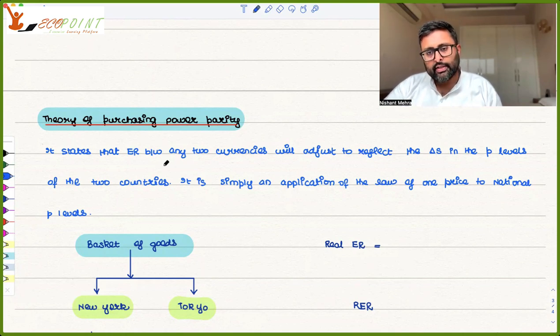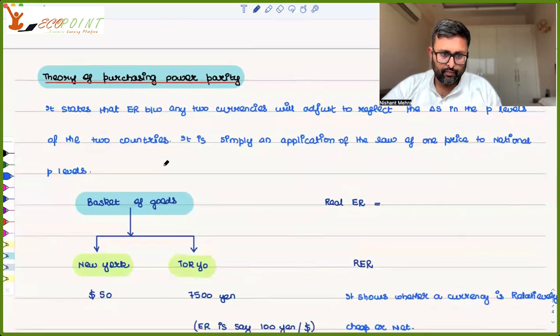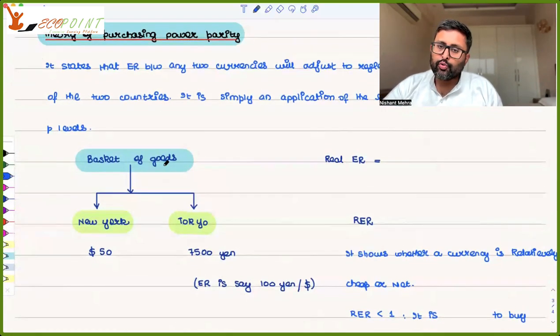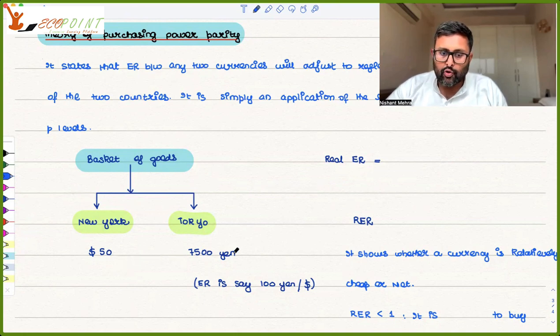So what this theory is saying is that exchange rates are going to adjust to reflect the changes in the price level. I'll give you an example. Suppose there are two cities, New York and Tokyo, and there is a basket of goods which costs $50 in New York, and it costs 7,500 yen in Tokyo. So if I convert 7,500 yen into dollars, and the nominal exchange rate is 100 yen per dollar, then this is going to be equal to $75.